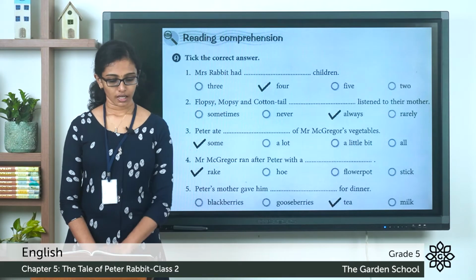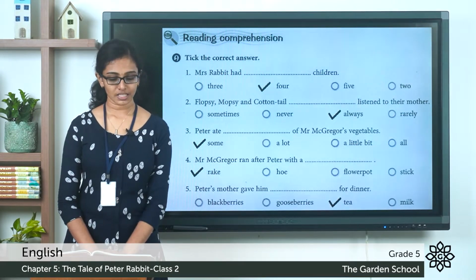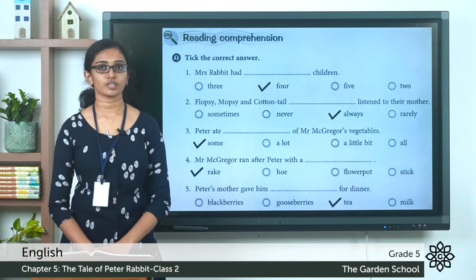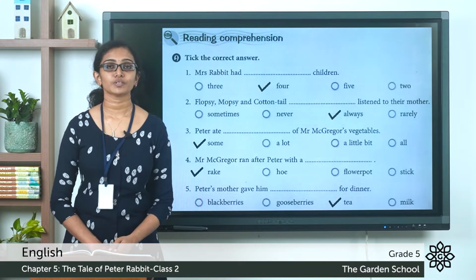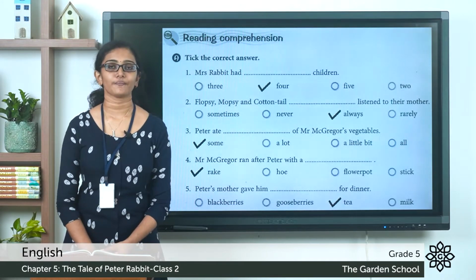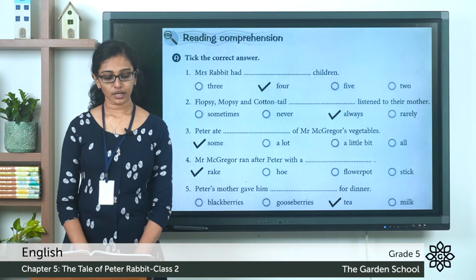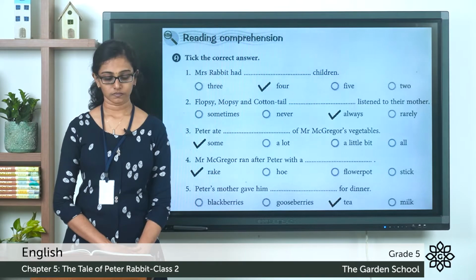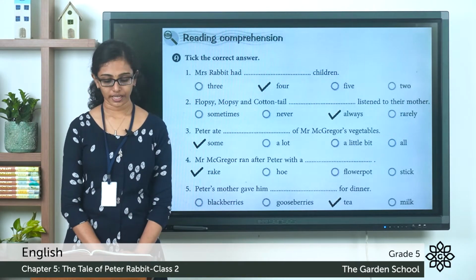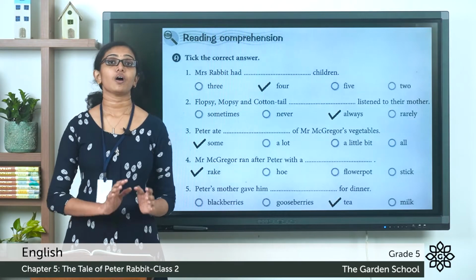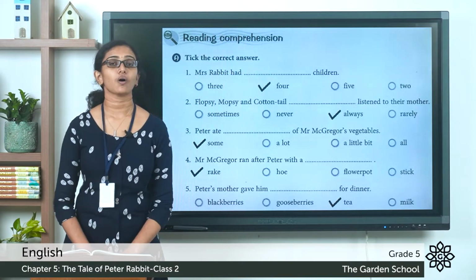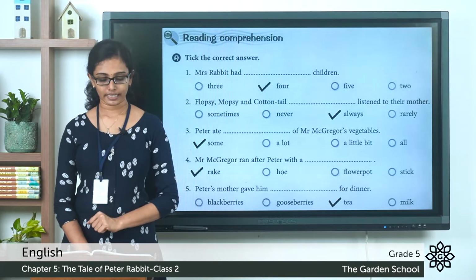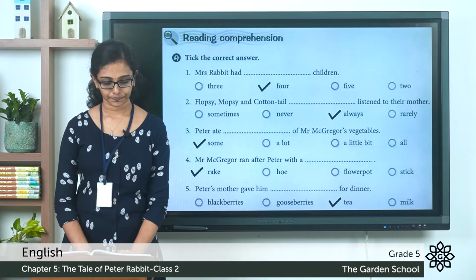The first one. Question number 1. Mrs. Rabbit had dash children. How many children? She had 4 children. And who were they? Flopsy, Mopsy, Cottontail and Peter. Second question, Flopsy, Mopsy and Cottontail dash listen to their mother. Is it sometimes, never, always or rarely? They always listen to their mother, and Peter was the only one who never listened to his mother. So, Flopsy, Mopsy and Cottontail always listen to their mother.